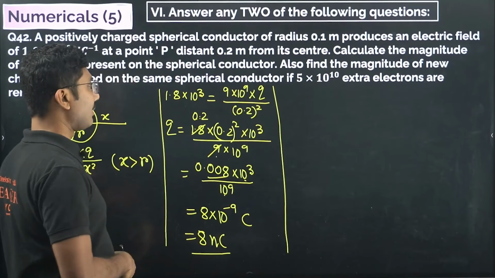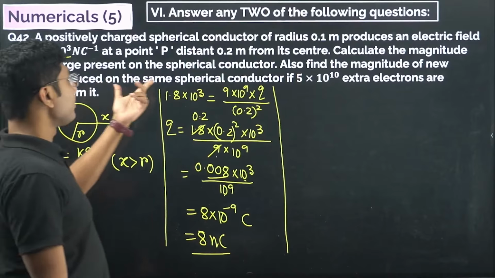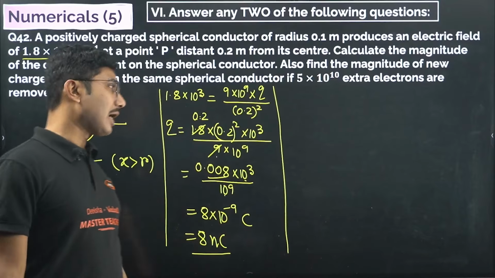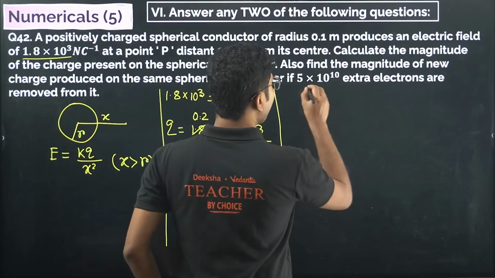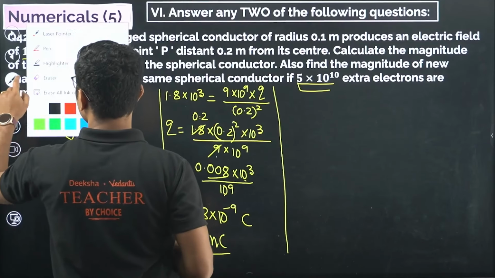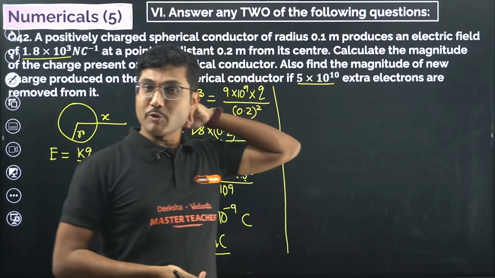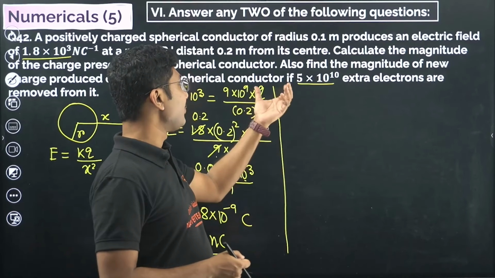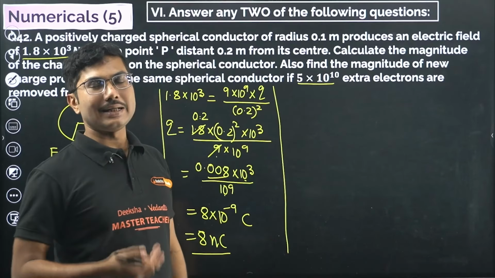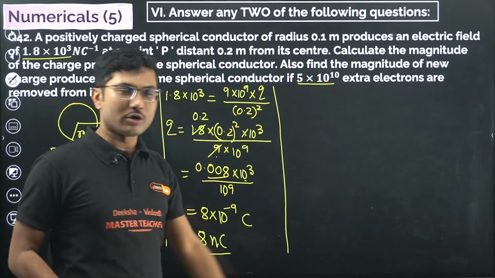So what is the second part? The second part says to also find the magnitude of the new charge produced on the same spherical conductor if 5 into 10 to the power of 10 extra electrons are removed. First of all, we will calculate the excess charge, and then depending on whether it is positive or negative, we will add or subtract. If you are removing extra electrons, the charge gained will definitely be positive. The charge that we had is positive, and the new extra charge will also be positive.